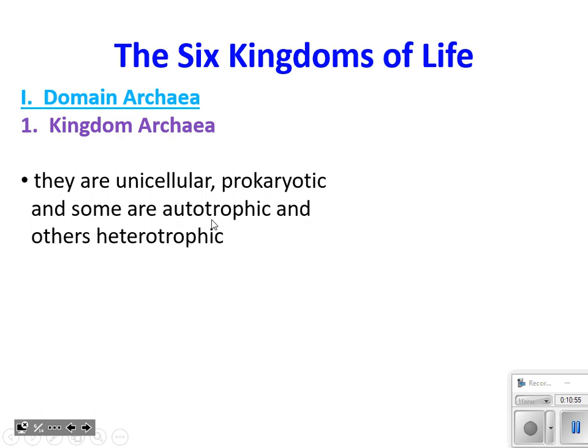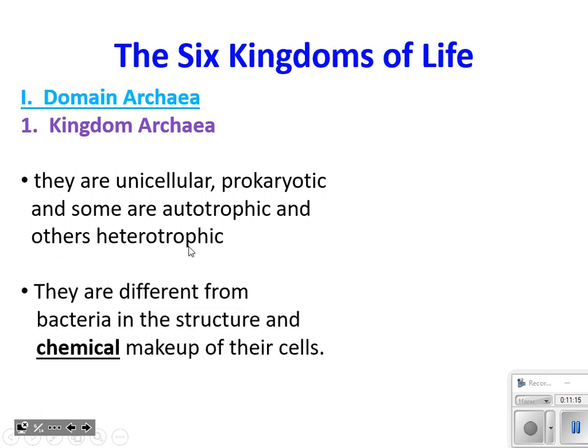They can be either autotroph, they can make their own food, or they can rely on others to make their own food, which is heterotrophic. So these are unicellular, prokaryotic.